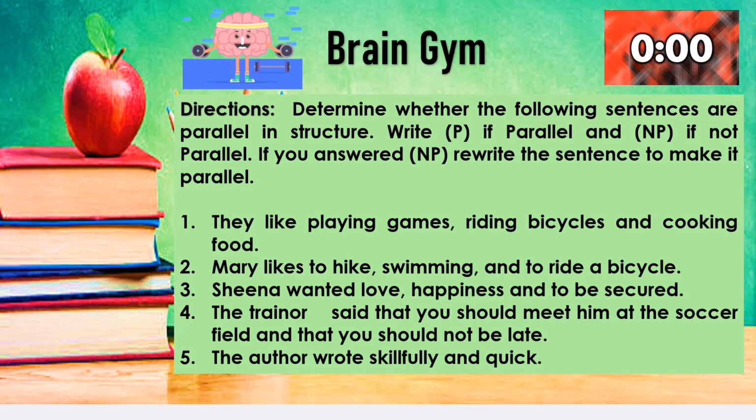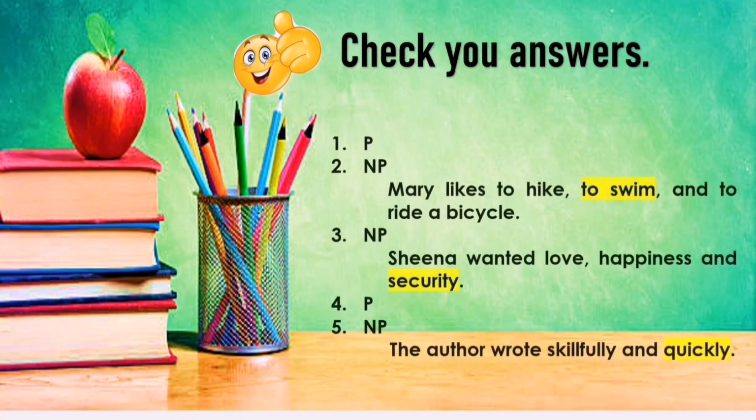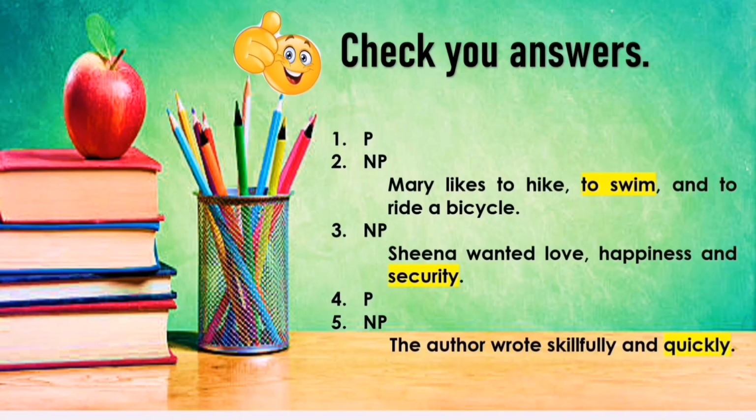Okay, time's up. Check your answers. 1. P. 2. NP. Mary likes to hike, to swim, and to ride a bicycle. You're going to change the gerund swimming into an infinitive to swim. Number 3. NP. Sheena wanted love, happiness, and security. You will change to be secured into a noun. So the answer is security. 4. P. And 5. NP.